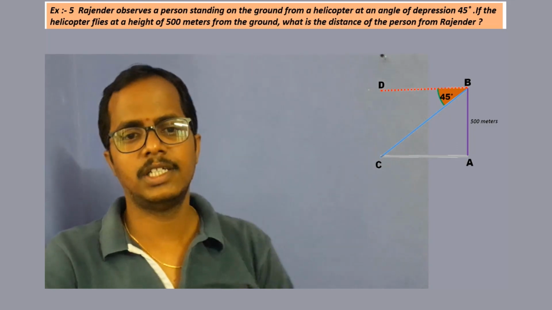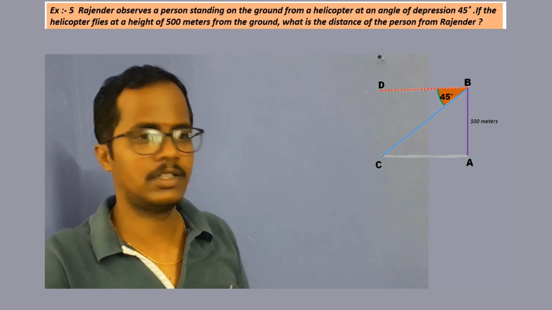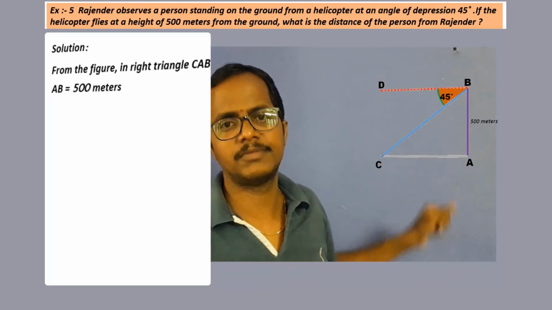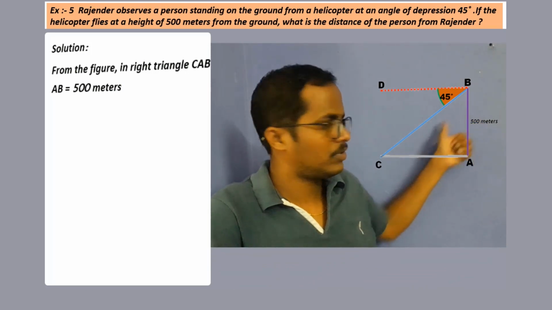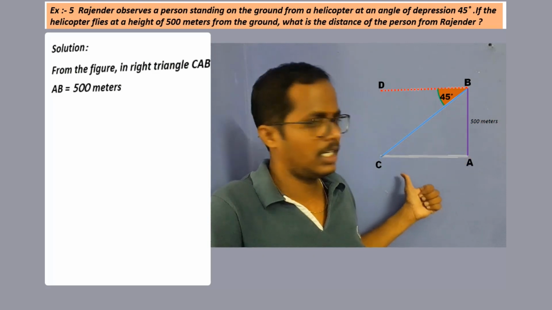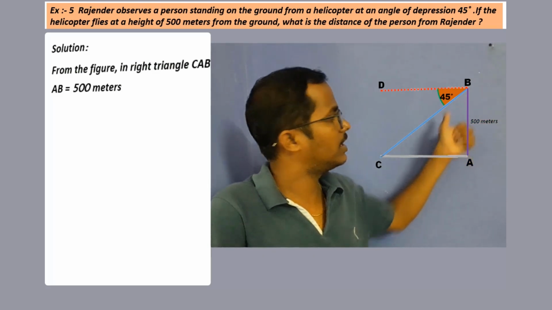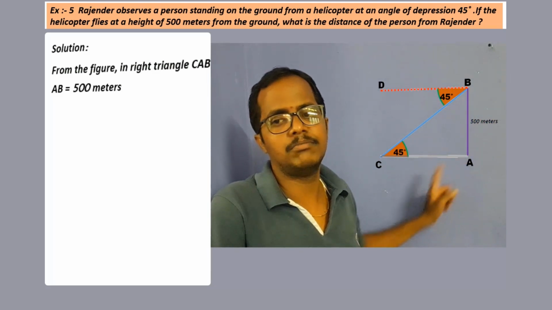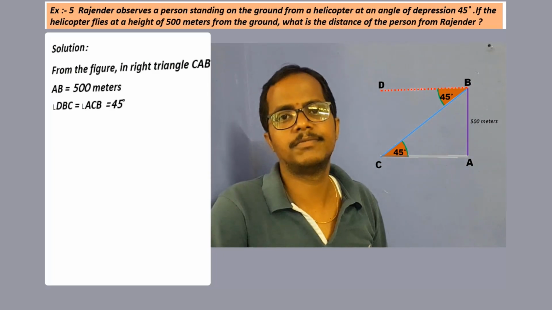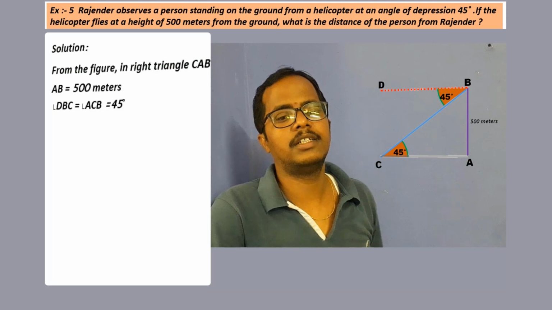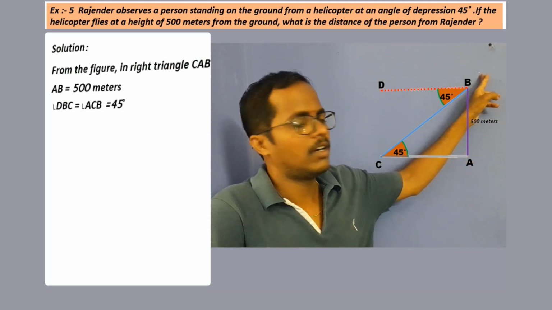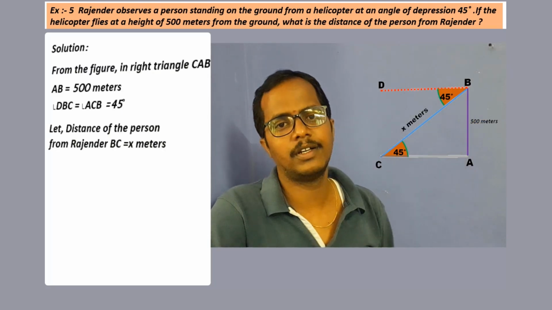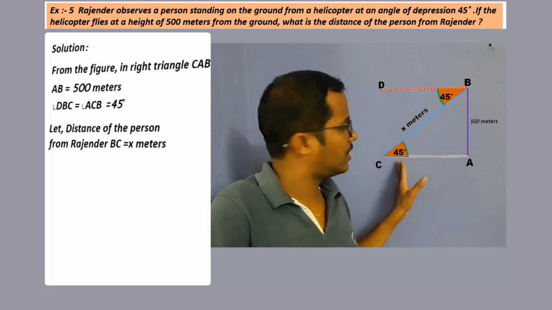So from the figure, in right triangle ABC, we have the height of the helicopter, that is AB equals 500 meters, and we know the angle DBC and angle BCA are alternate interior angles, hence they are equal. So we can write angle DBC and angle BCA both are equal to 45 degrees. And then we need to find the distance between Rajendra and the person. So let us assume this distance as x meters.